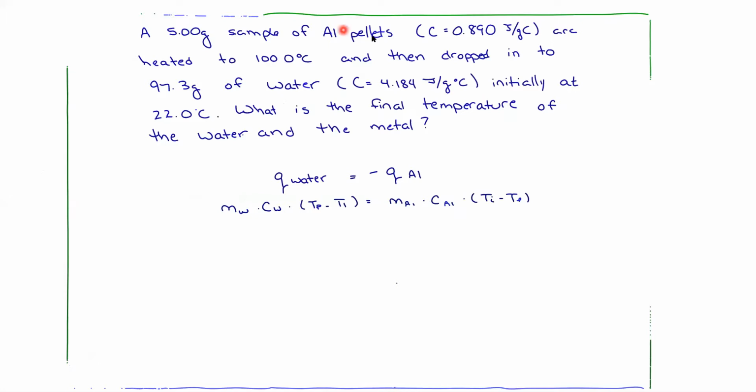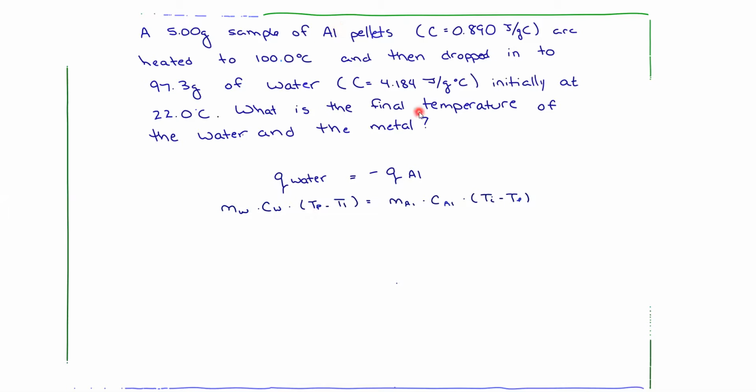So if I have a 5-gram sample of aluminum pellets, C is 0.89 joules per gram degree Celsius, and they're heated to 100. Actually, let me do the drawing one, because there should be a dot here. It just didn't come through. Anyway, there should be a dot right there, 100.0 degrees Celsius, not 1000 degrees Celsius. Okay, so there's that. And it was dropped into water, 97.3 grams of it to be specific, and its specific heat is 4.184 joules per gram degree Celsius, and its initial temperature is 22 degrees Celsius. So what's the final temperature of the water and the metal?